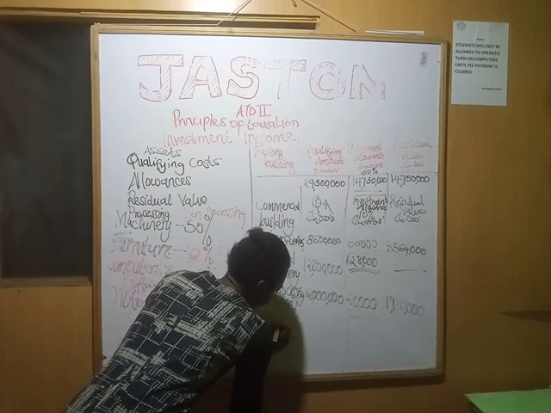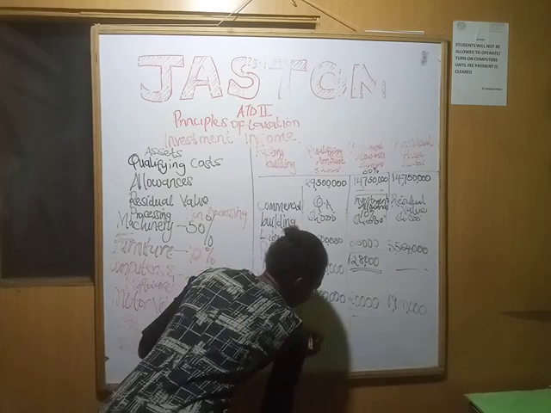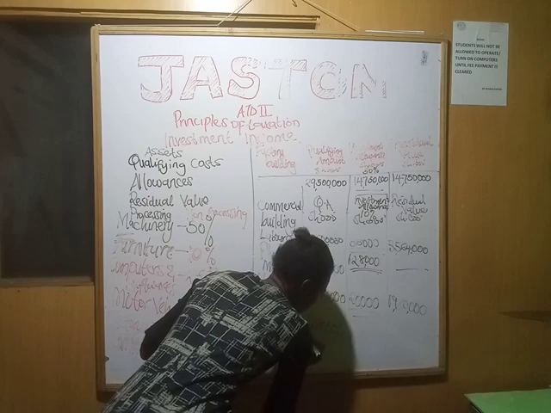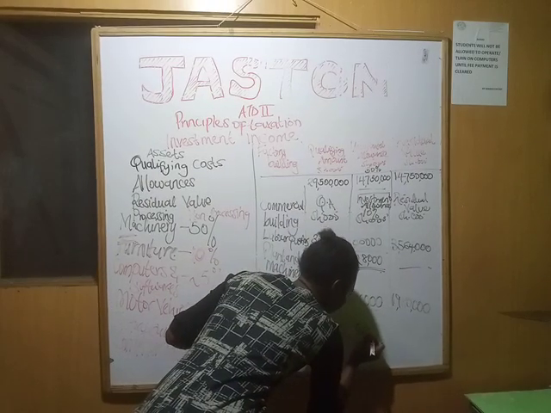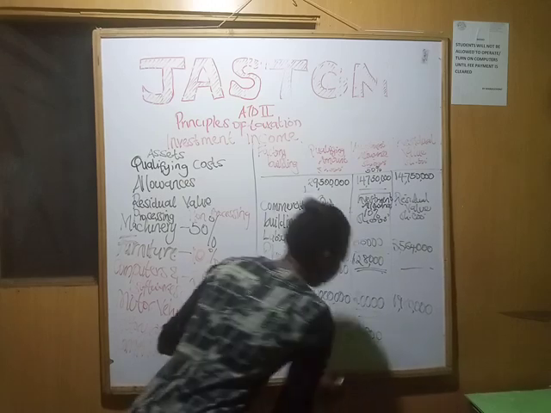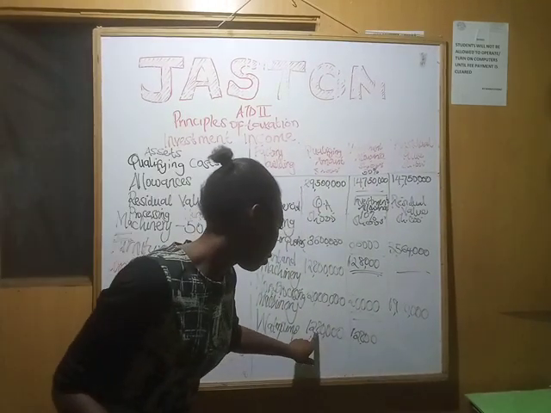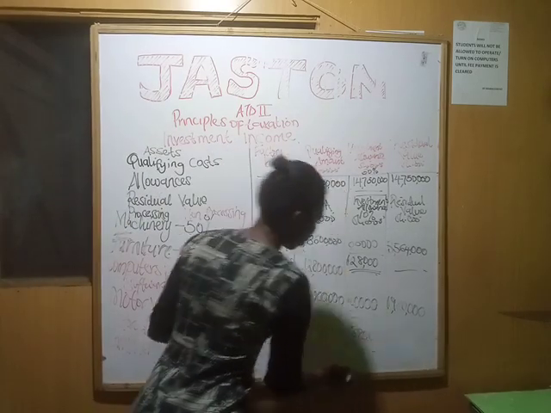Water pump at 12,80,000. So 10% of 12,80,000, we get 12,800, which is our investment allowance on the water pump.